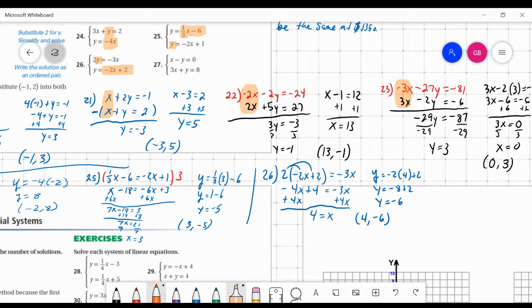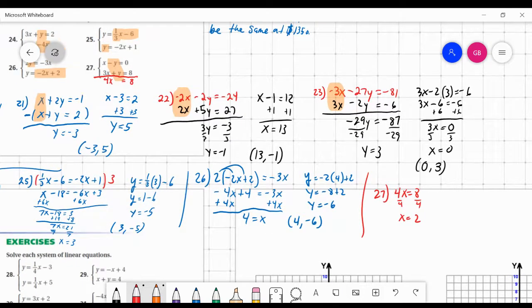And then for number 27, I'm going to use elimination since I could eliminate the y's. So if I add these up, you're left with 4x is equal to 8. So for number 27, 4x is equal to 8. Divided by 4, x is equal to 2. And if x is equal to 2, put that in that first equation. Add y to both sides. Then y is 2. 2 comma 2.